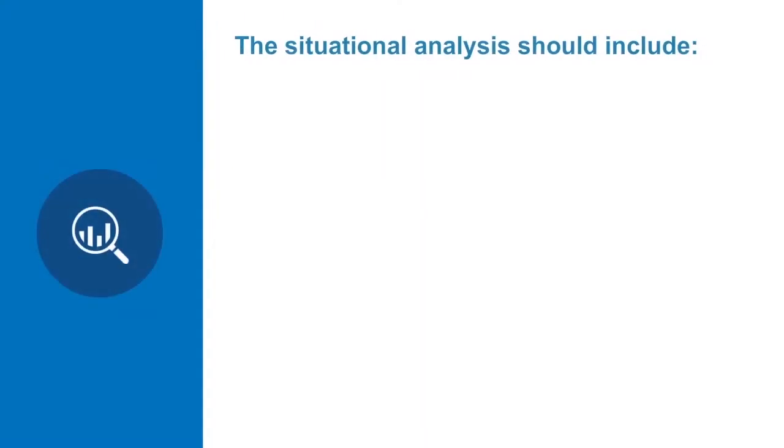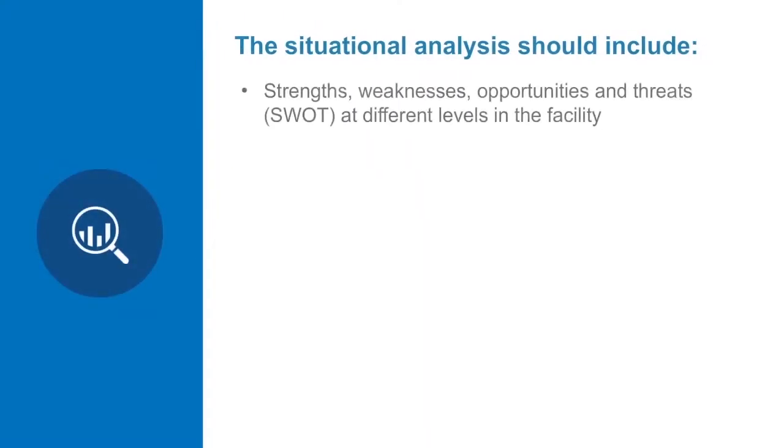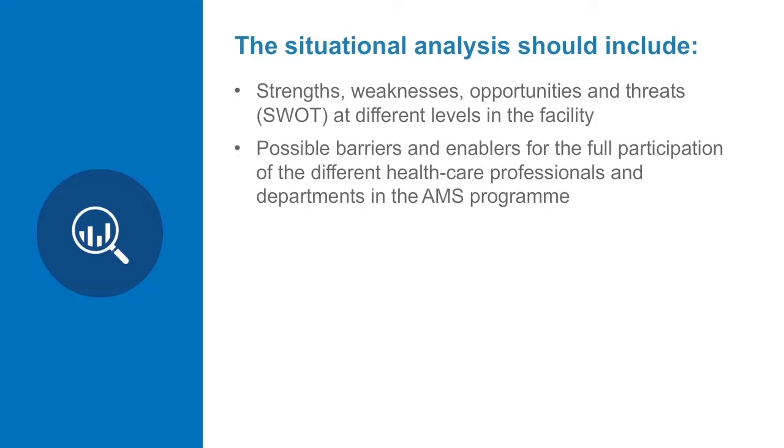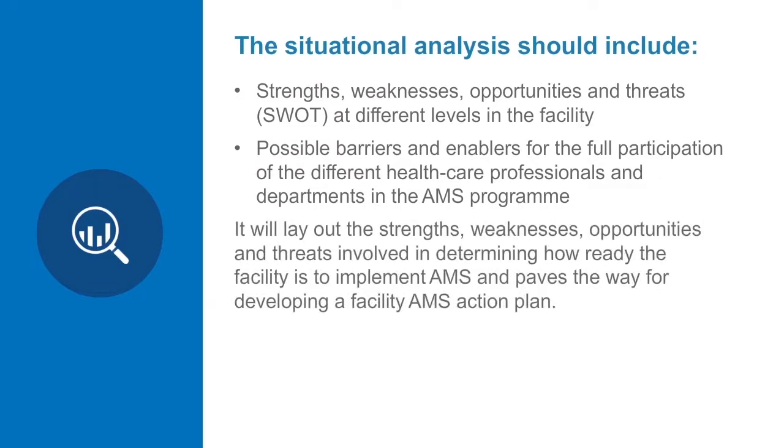The situational analysis should include strengths, weaknesses, opportunities and threats, SWOT, at different levels in the facility, possible barriers and enablers for the full participation of the different healthcare professionals and departments in the AMS program. It will lay out the strengths, weaknesses, opportunities and threats involved in determining how ready the facility is to implement AMS, and paves the way for developing a facility AMS action plan.